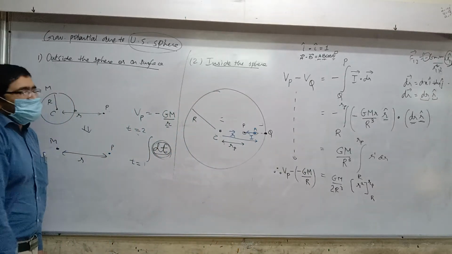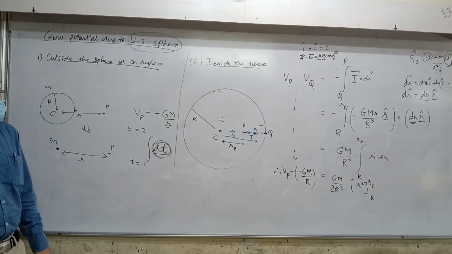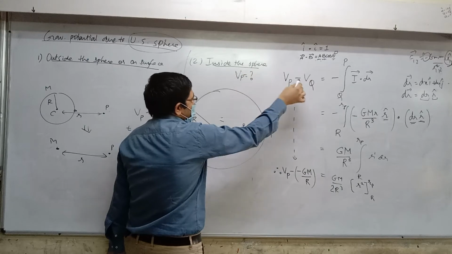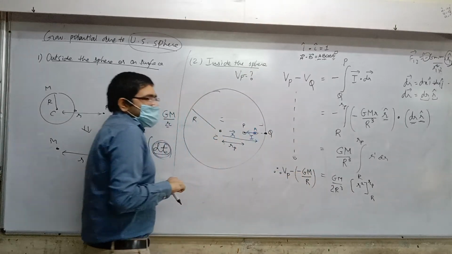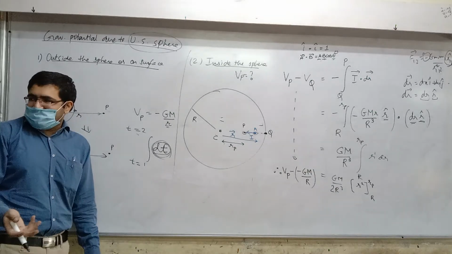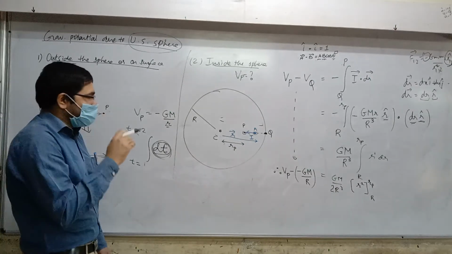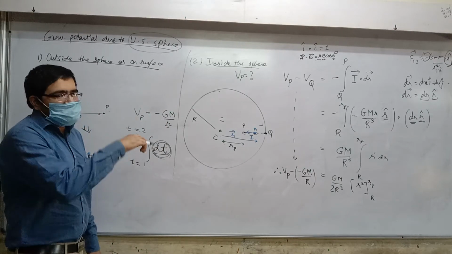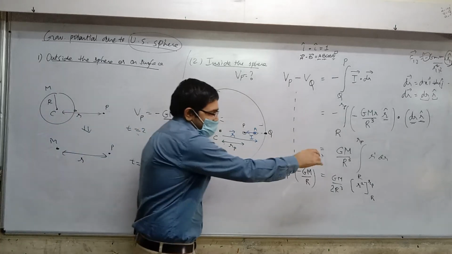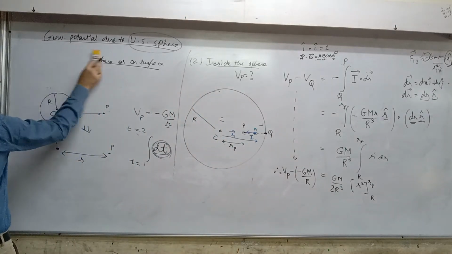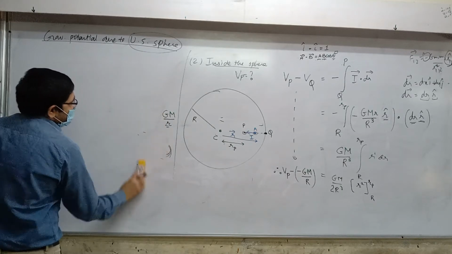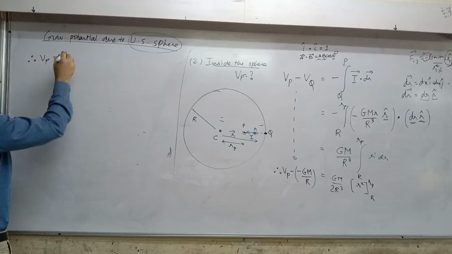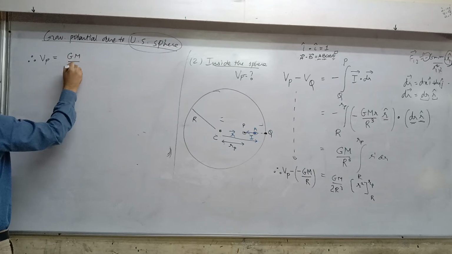Did you understand that? Yes. VP is what we want to find. We don't know that. VQ, what is VQ? Minus GM upon capital R, isn't it? Because that point Q is on the surface. So use this formula. Okay? So now we'll put it on that side. So VP, a little bit more maths, equals GM by 2R cube.